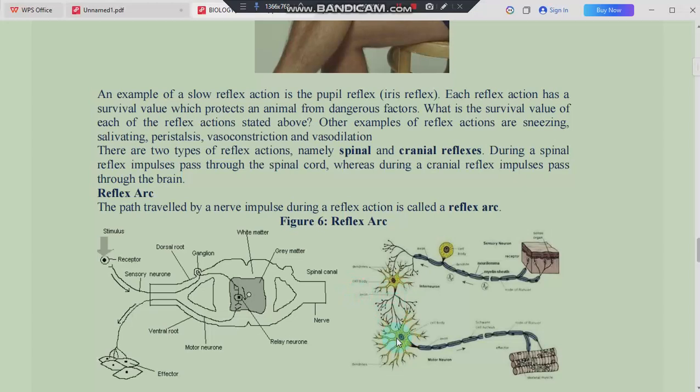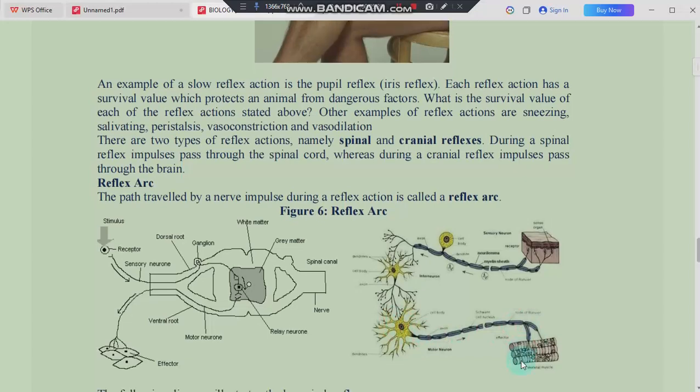And examples of the effectors we gave were the muscles. So the message is going to come to the motor neuron, which is then going to take it to the muscles, which are either going to contract or relax in order to bring about a certain response.